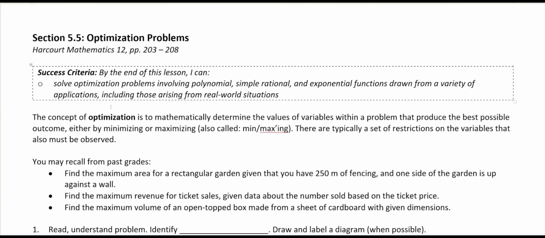So the idea of optimization is to mathematically determine the values of variables within a problem that produce the best possible outcome, either by minimizing or maximizing. Often this is called min-maxing. There are typically a set of restrictions on the variables that also must be observed.